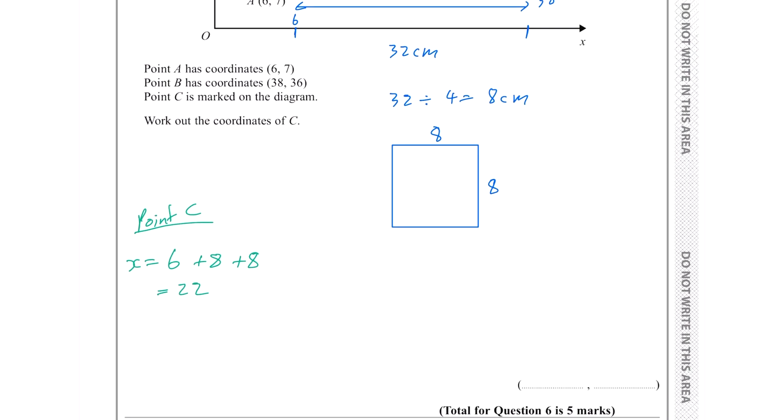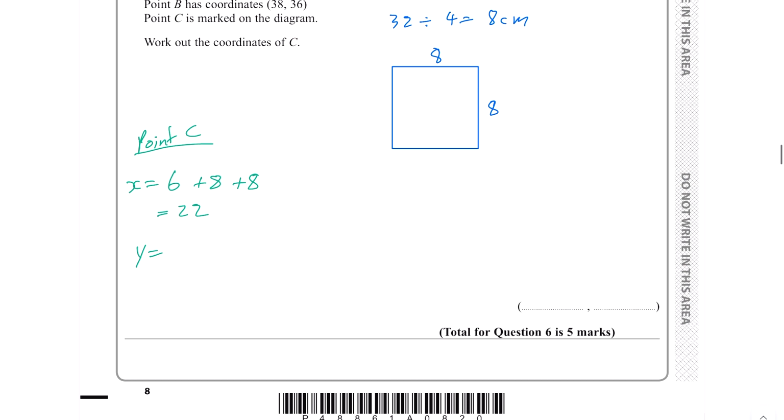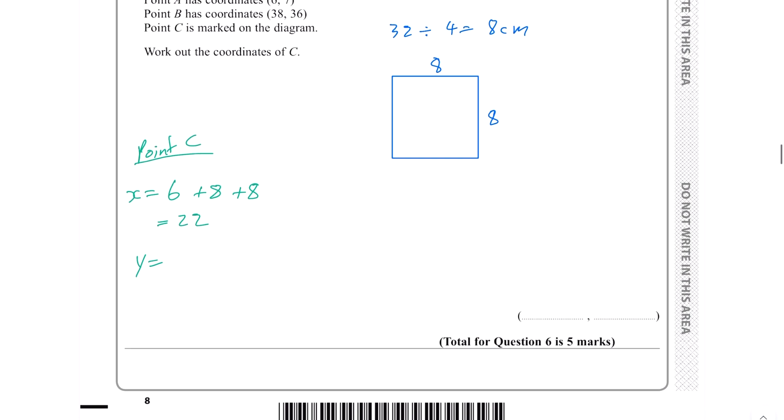So again, down here, we can say y is equal to, so we know y at coordinate B is 36, because we're now looking at the y coordinates, and we're going to subtract 8, and we're going to subtract it again. 8 minus 8 minus 8 is minus 16. Take that away, and you end up with 20.